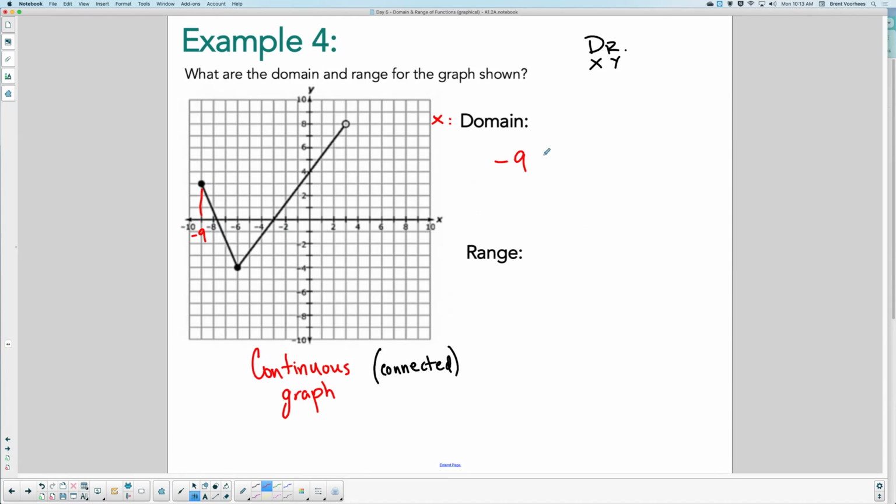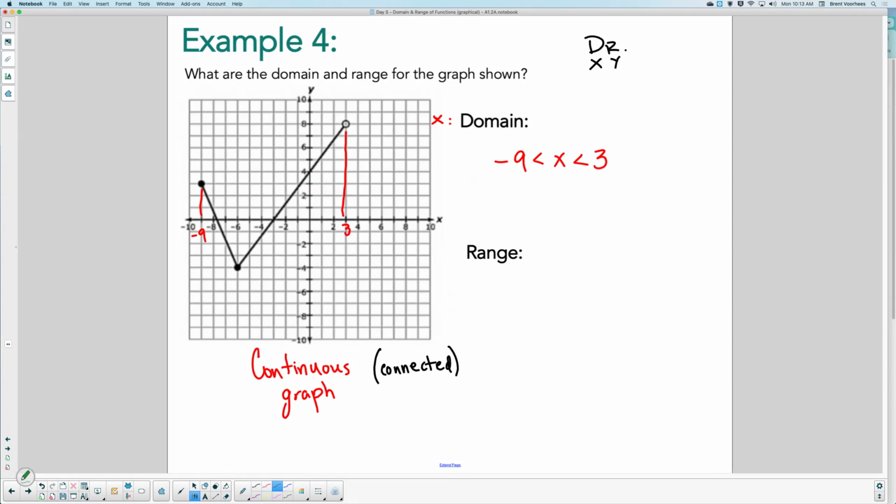Then when it's continuous, or a connected graph, you always do these symbols next. Less than X, less than. That's how you'd read that. Now, how far to the right does this graph travel? Farthest to the right is here. 3? Good. Put a 3 there.